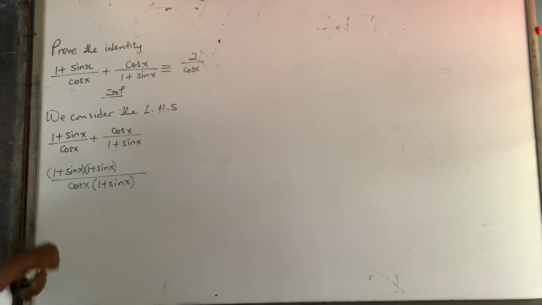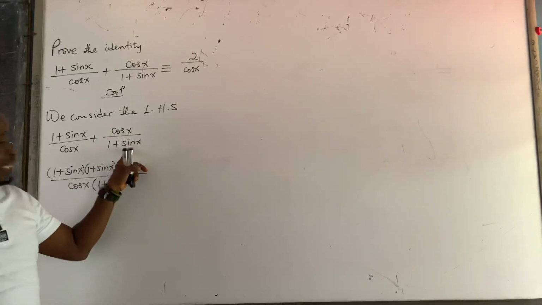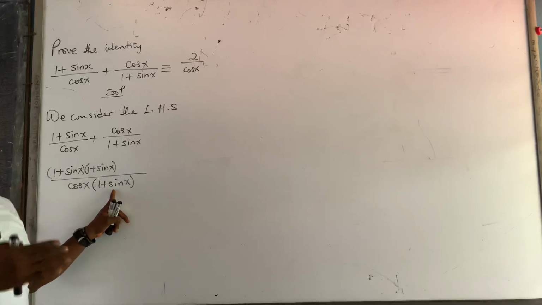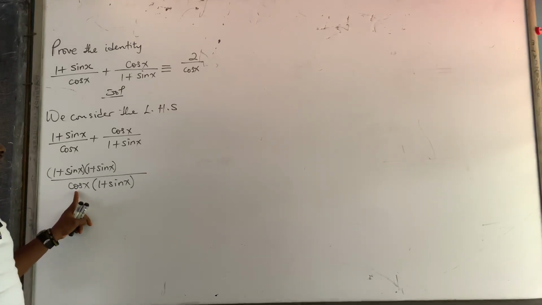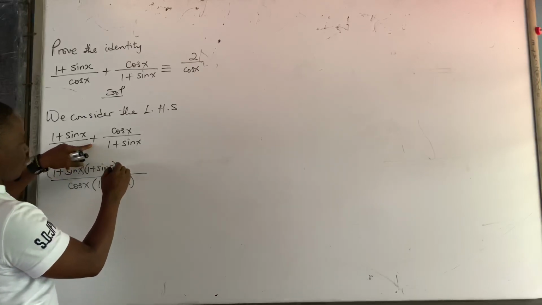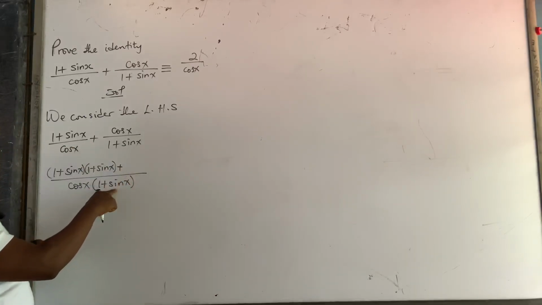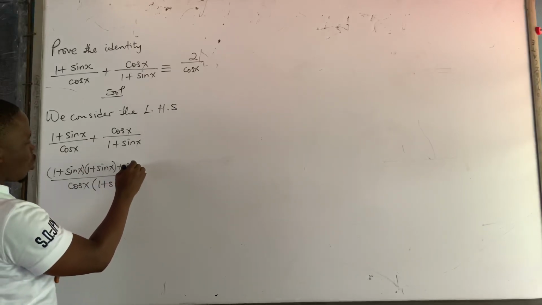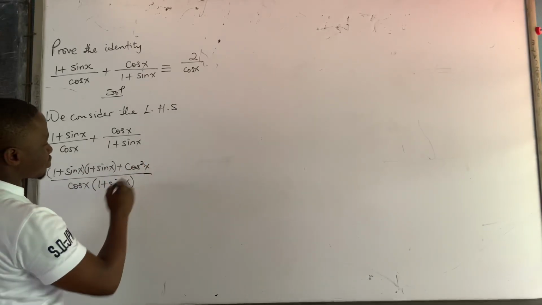We continue. (1 + sin x) into the LCM simply means this one takes away its kind, leaving cos x. Cos x multiplied by cos x, and mind you, we have plus. Cos x times cos x gives cos squared x.